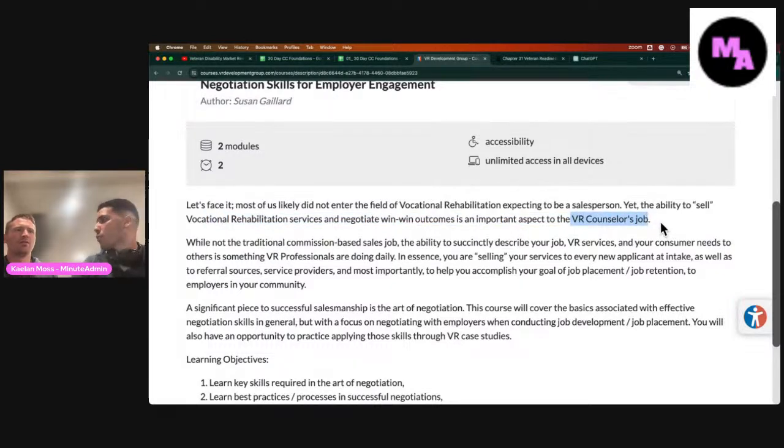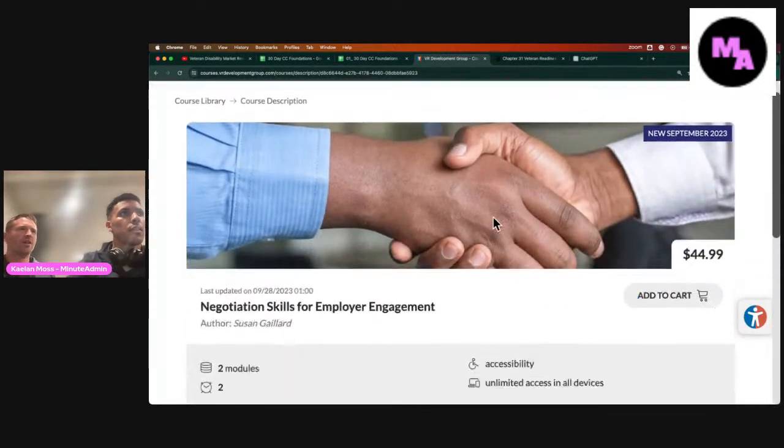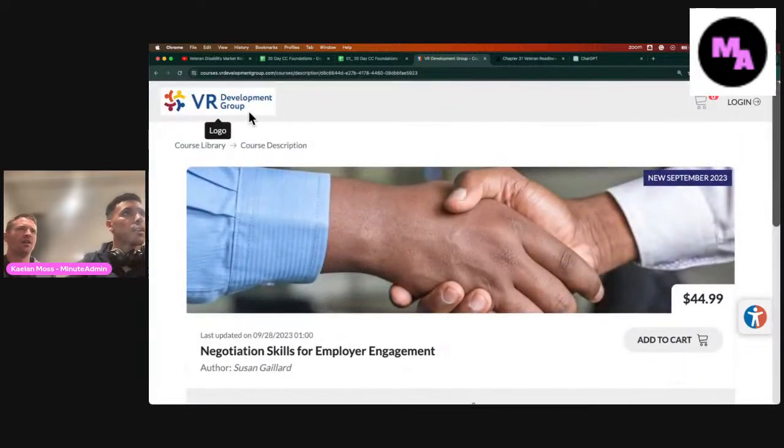So this isn't even geared towards Marines. I don't even know if this is Voc Rehab, because it just says VR. It could be virtual readiness or virtual reality. Because where does it actually say Voc Rehab? Let's see. VR Development Group. Let's see what else they have.